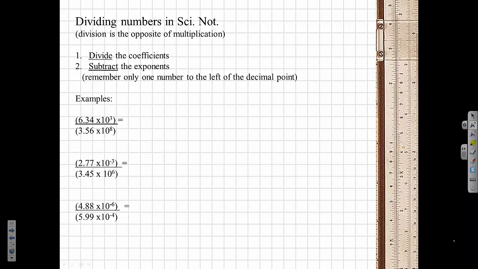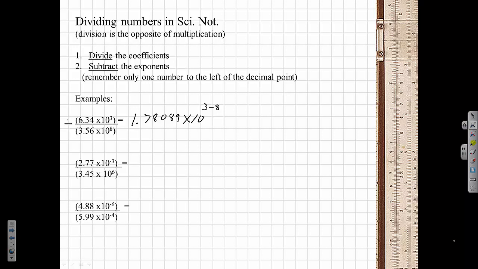Division and multiplication are kind of opposites. So the first thing we do is divide the coefficients and then we subtract the exponents. All right. So 6.34 divided by 3.56 gives me 1.78089, I think, is what I wrote down here. Now, again, don't worry about how many decimal places we need to keep. That's a different lecture. We'll talk more about that later. And then the power of 10 part, times 10 to the what? It's going to be 3 minus 8.